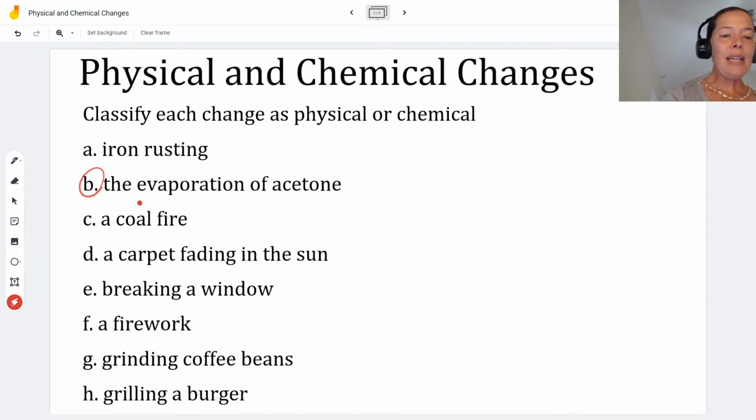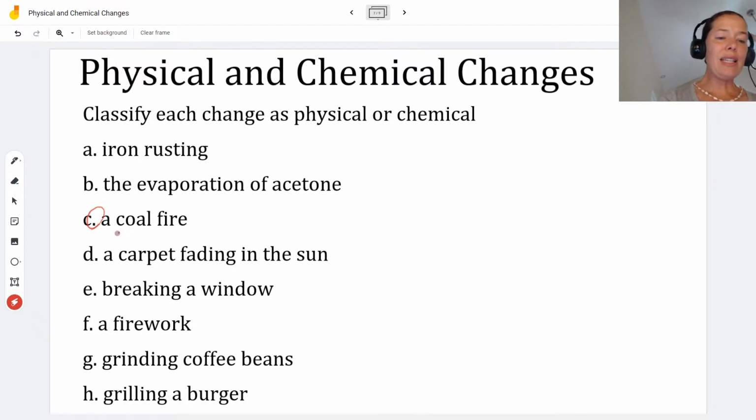Okay, B is the evaporation of acetone, and you may or may not be familiar with acetone. This is nail polish remover. When you put it on your skin, it's like rubbing alcohol. Your skin feels cool. It evaporates very easily. But again, this is a phase change, from a liquid to a gas, and phase changes are going to be physical changes. So the evaporation of acetone is a physical change.